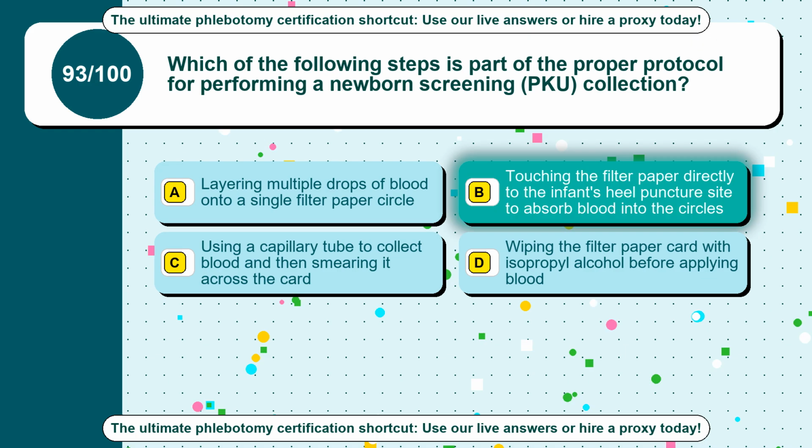The correct answer is option B, touching the filter paper directly to the infant's heel puncture site to absorb blood into the circles.